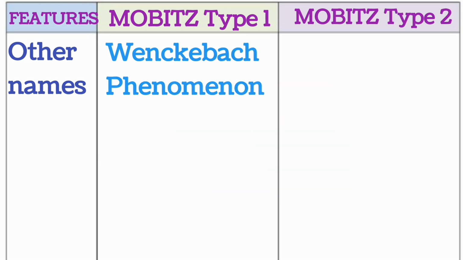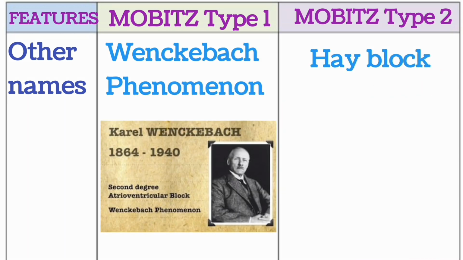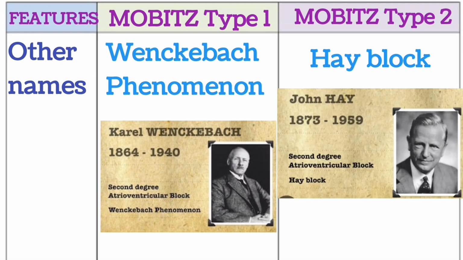This is named after the Dutch physician Karel Frederick Wenckebach, who first described it. Mobitz type 2 second degree AV block is also known as Hay block because John Hay in 1906 was the first to describe this specific type of heart block.